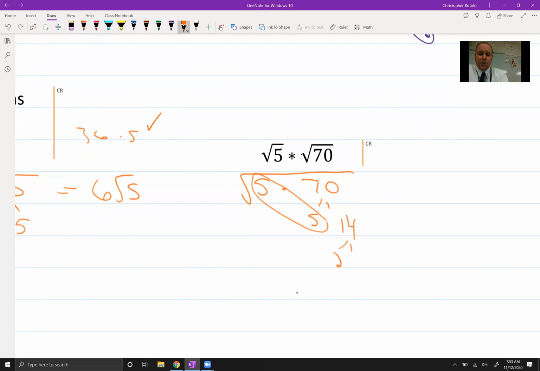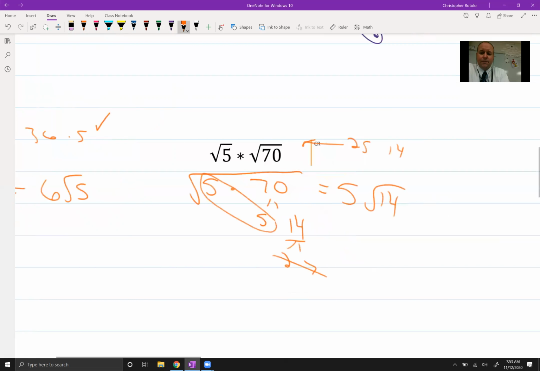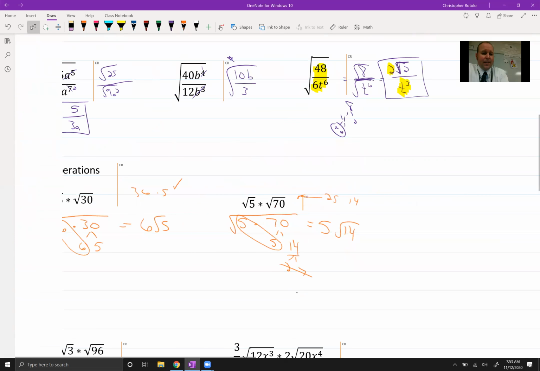Now 14 turns into a 2 and 7, but I don't make any pairs. So I strike that one out and say my 14 stays in. So that means we believe it to be 5 square root 14. How do I check it? Is 25 times 14 the same thing as 5 times 70? And it will be, because you're awesome. All right.